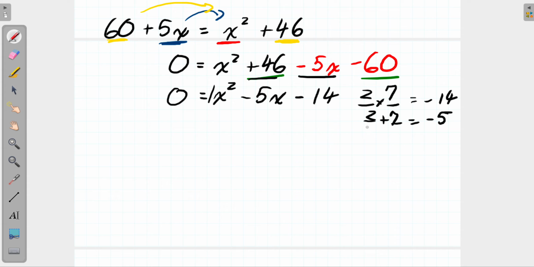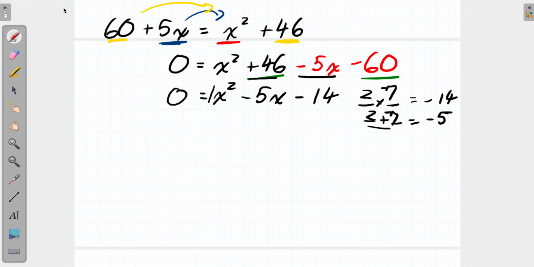So what we do is we look to the second equation here. Because this is negative 5, if I make the 7 a negative in both scenarios, 2 times negative 7 gives us negative 14. And 2 plus negative 7 gives us negative 5. So that's going to be the number that we decompose the middle term by.